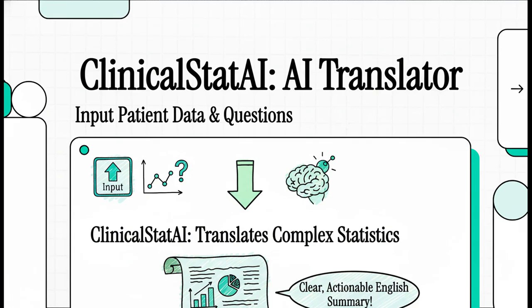Okay, imagine this for a second. What if your doctor could see into the future of your health with way more accuracy? All by, well, translating the secret language of data. Today we're going to look at a brand new AI tool called ClinicalStatAI that wants to do exactly that. Think of it as a translator, sitting between these mountains of medical stats and the doctors who need to make sense of them. Let's get into it.